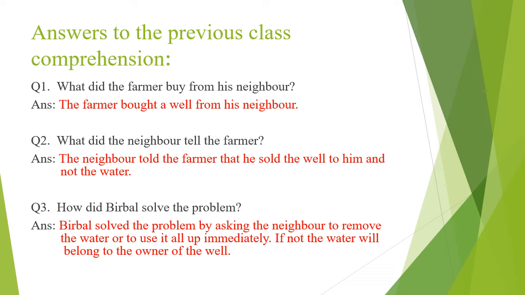Question number 2. What did the neighbor tell the farmer? The neighbor told the farmer that he sold the well to him and not the water. Question number 3. How did Birbal solve the problem? Birbal solved the problem by asking the neighbor to remove the water or use it up immediately. If not, the water will belong to the owner of the well.